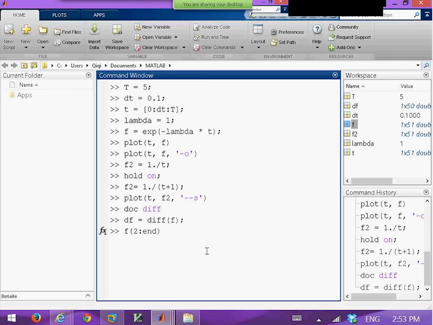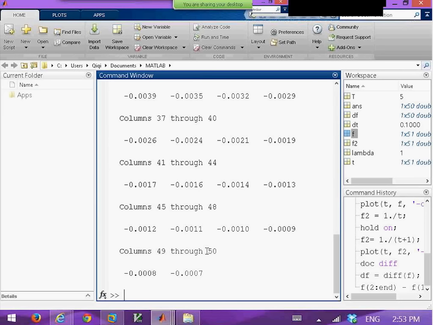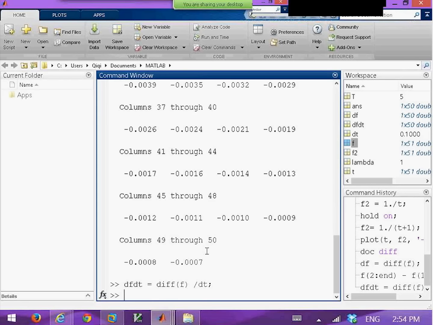Or what I can do is the same thing can be computed by f of 2 to n. Do you know what this gives me? Exactly. It gives me all the elements from the second to the end. Minus f of 1 to n minus 1. What does this give me? The first to the second last. So this gives me exactly the same answer, right? And of course, I can just do this divided by dt. All right. And so this is df dt. This is an approximation of the derivative.